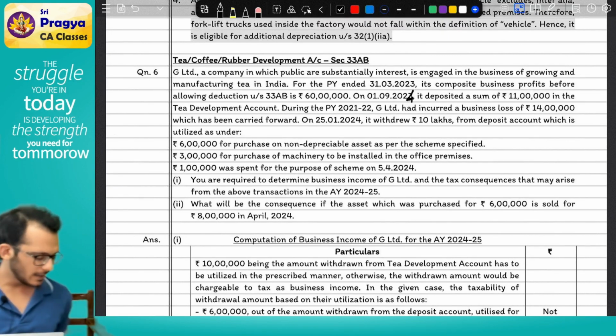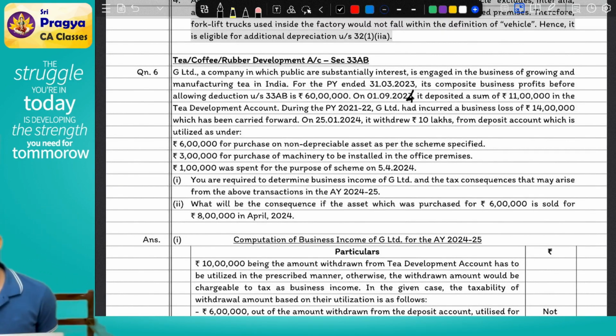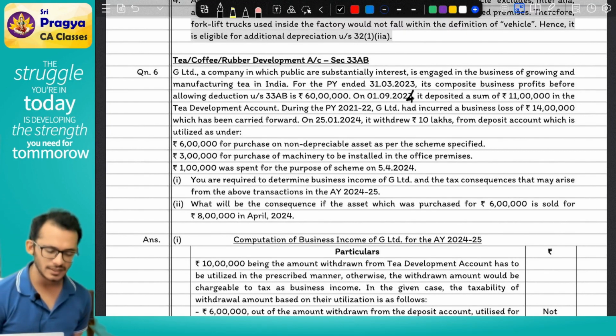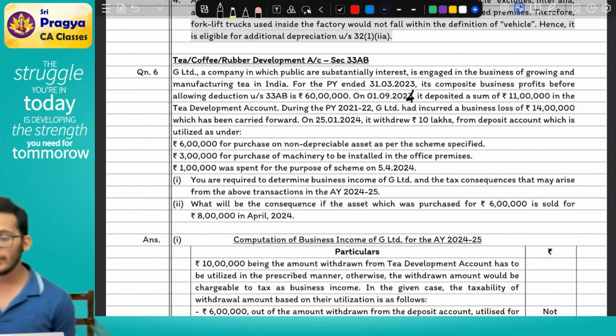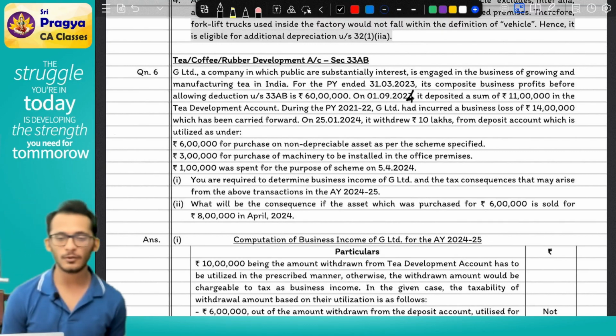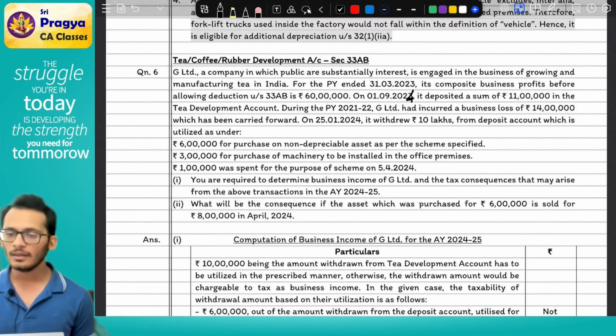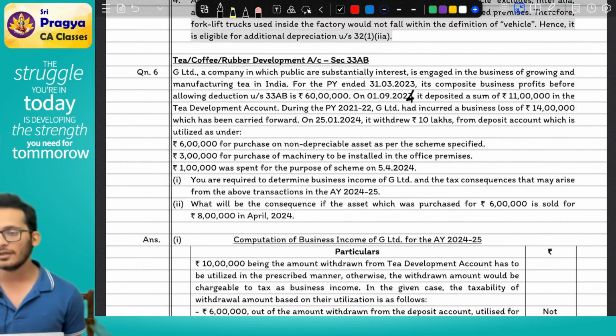I put 11 lakhs into the fund. For the previous year 21-22, G had incurred a business loss of 14 lakhs. This is last year's loss. You can set off against your business income. Yes or no?